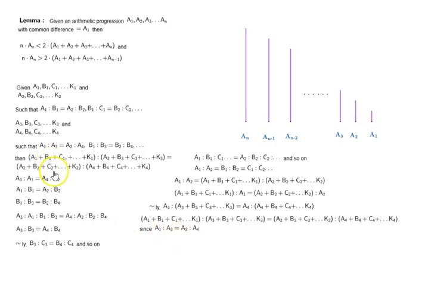Remember, we already know that a1 is to a3 is equal to a2 is to a4. So here we have a1, here we have a3, a2, a4. So that means a1 plus b1 plus c1 plus ... k1 is to a3 plus b3 plus c3 plus ... k3 is equal to a2 plus b2 plus c2 plus ... k2 is to a4 plus b4 plus c4 plus ... k4, which is what we had to prove.